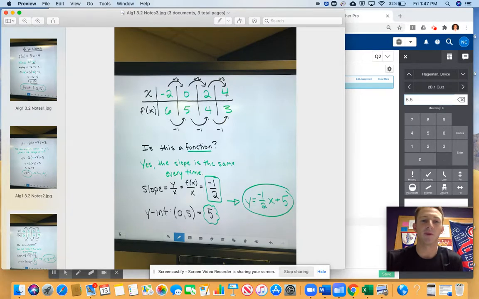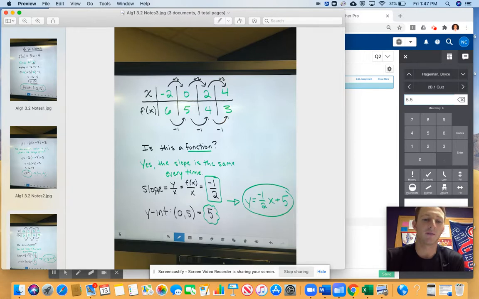So since both the top and bottom go up and down by the same amount every time, we would say that this is a linear function because they're going up and down by the same every time. Additionally, we don't have any x's that have 2 y values, so it's a function in general.